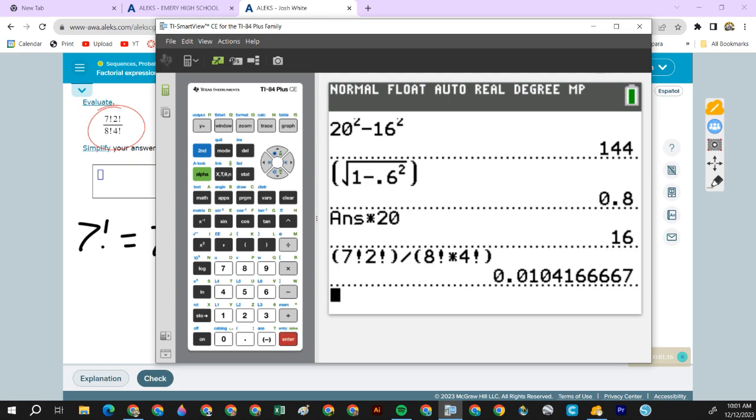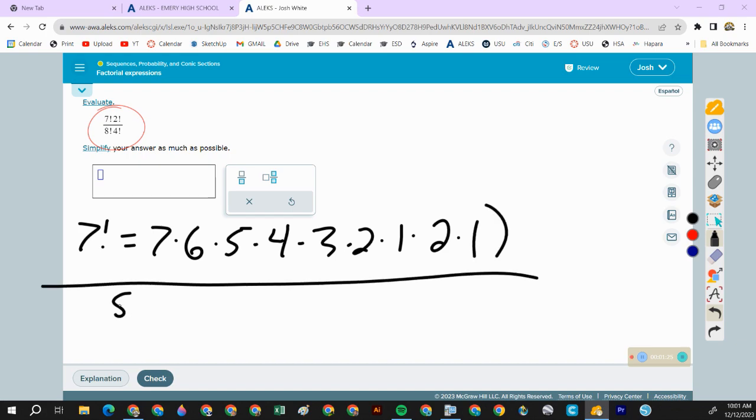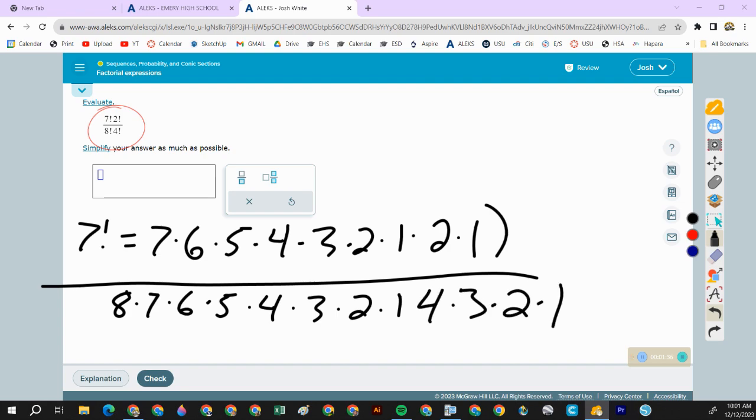Now, there is another way to do it. We could just write it all out. So 2 times 1, over 8 times 7 times 6 times 5 times 4 times 3 times 2 times 1, and 4 times 3 times 2 times 1. And I lined these up specifically so that I could cancel things. And everything on top is gone. And on bottom, I have 1 over 8 times 4 times 3. So 1 over 96.